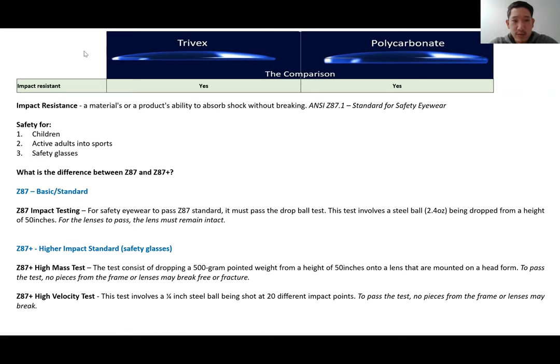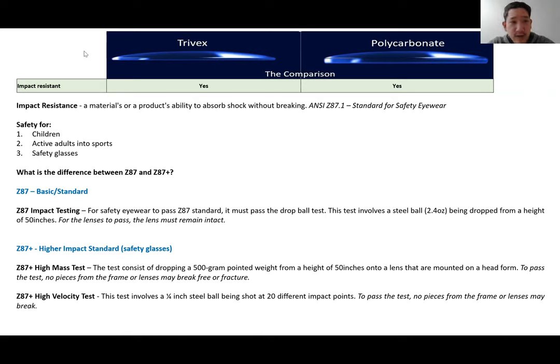So when we talk about impact resistance, Trivex and polycarbonate lenses are really the best and recommended for children. Children who are very active in their day-to-day activities, they're in school, they're running around, they play sports. So definitely we would highly recommend giving them a polycarbonate lens or a Trivex.